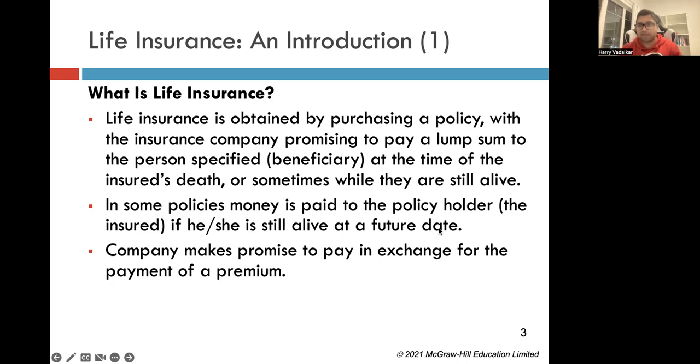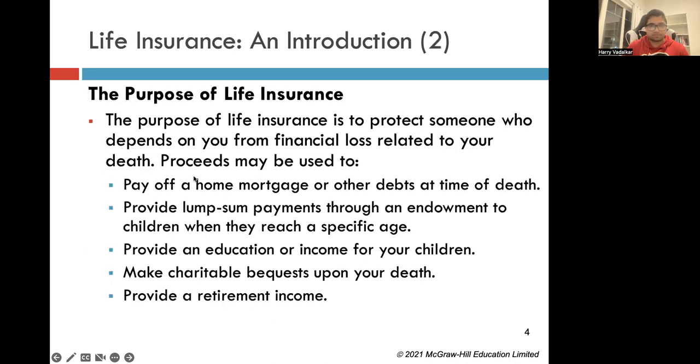Some policies pay the policyholders the investment part of them. So it's a life insurance policy that has a combination of insurance plus investment. So that investment part keeps on growing and that is paid to the policyholders. Companies make a promise to pay in exchange for payment of premium. What is the purpose of life insurance?